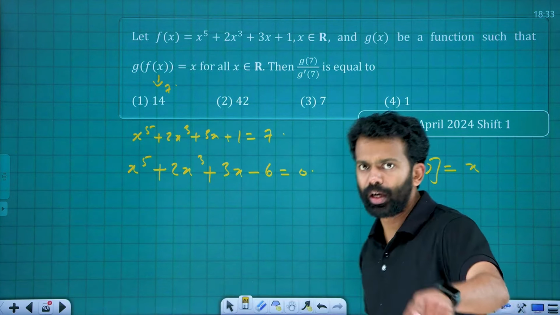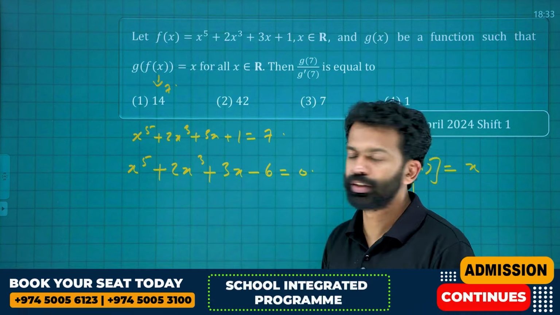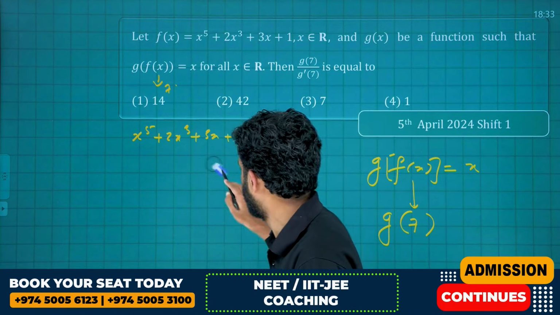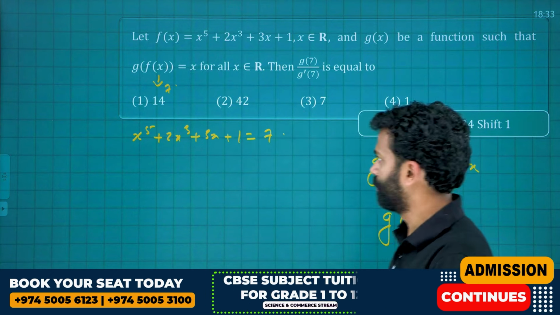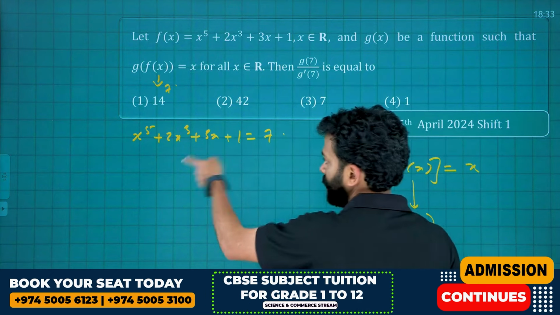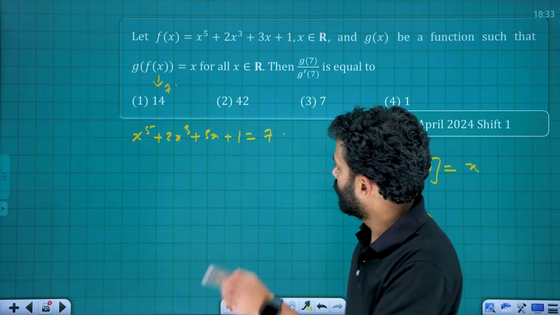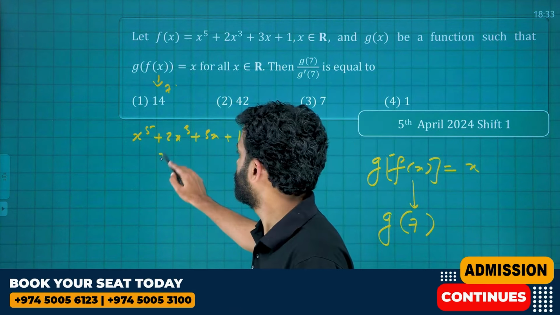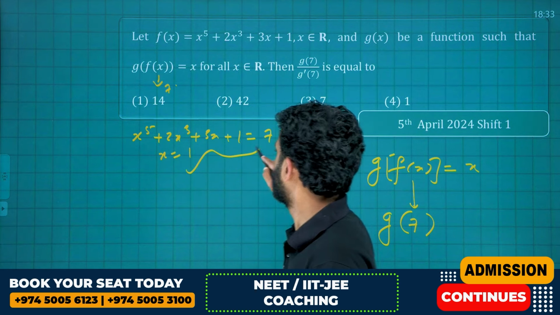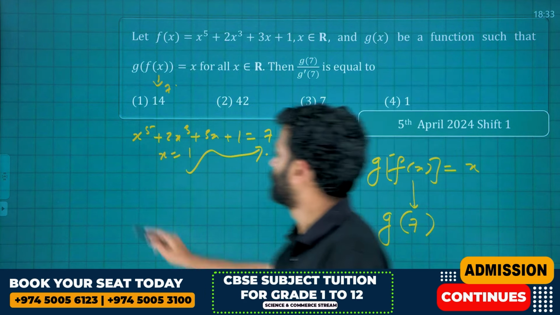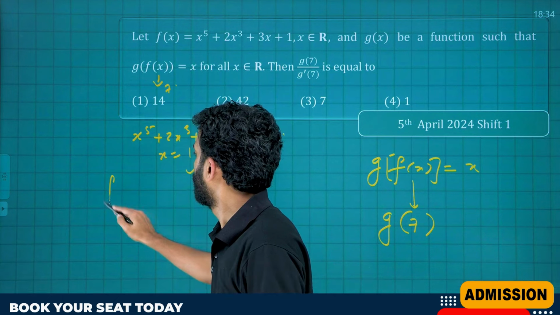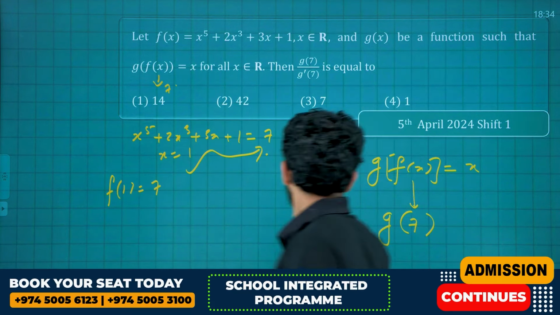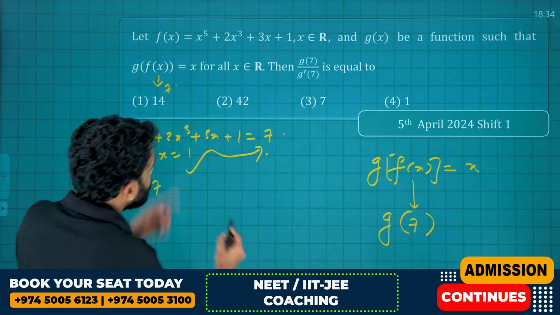So, for which value of x is this equation satisfied? Or we can formulate from here itself. There is no need of that. For which value of x is this equal to 7? 1, 2, 3, 5, 6. x is equal to 1. For x is equal to 1, this becomes what? 7. That is, f of 1 is equal to 7. That's all.